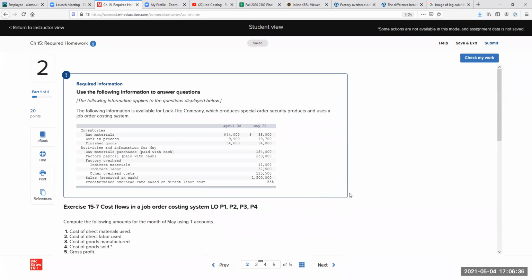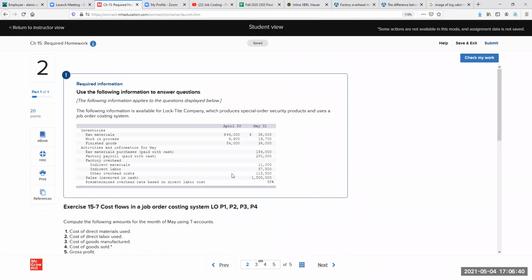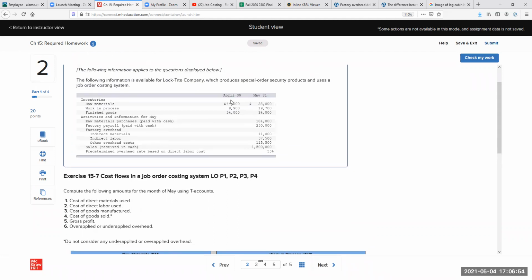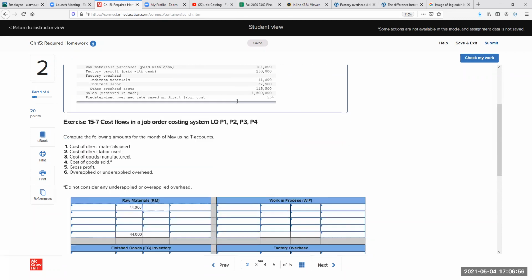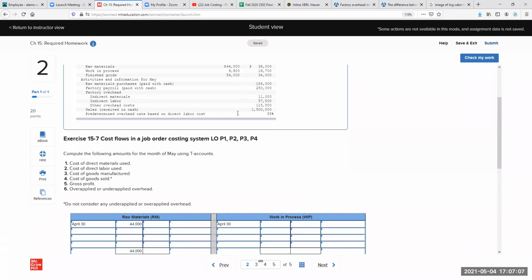Now, this one here is going to tie these things together, but let's look at the T accounts. Like in accounting one, you have T accounts. Well, now you're going to have to use this. Inventory is 44,000. And when is that? At the beginning, 44,000 at April. So we want to put April here, and here, and here. Okay. All right.